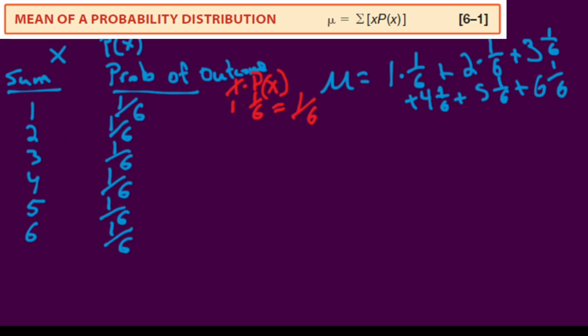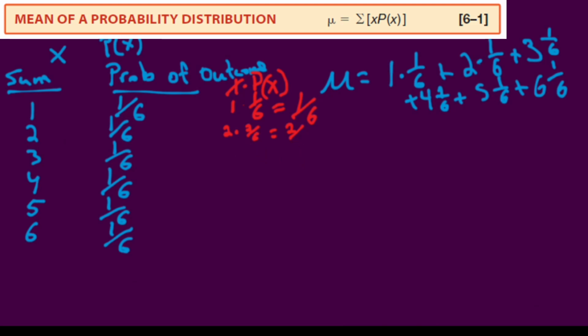Okay, 2 times 1/6 is 2/6, and I'm going to keep it general here because I'm going to want to sum these up at the end, right? So 3 times 1/6 is 3/6. So I've already made a mistake twice.